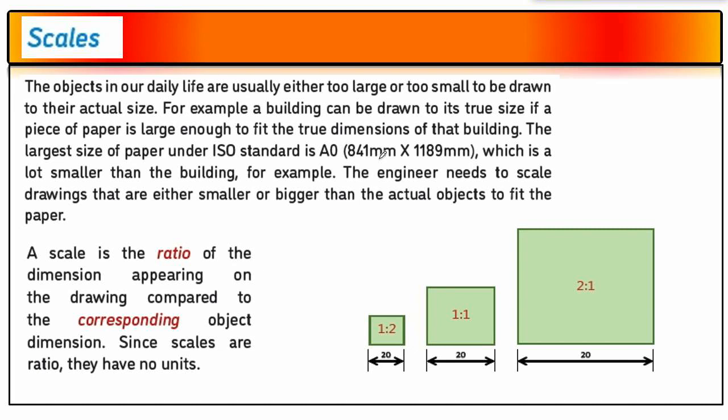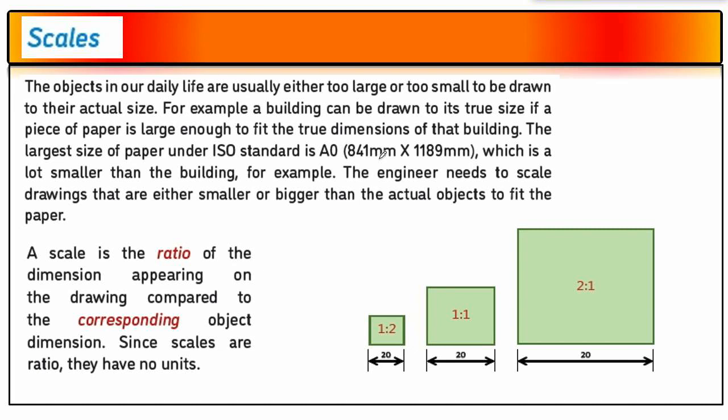Let's move on to scales. The objects in our daily life are usually either too large or too small to be drawn on the actual size, which is true. If you have a big object, you cannot fit this big object on a piece of paper. Therefore, our largest size of paper under the ISO standard is the A0, which is a lot smaller than obviously the object that we have in real life. The engineer needs to scale drawings that are either smaller or bigger than the actual objects to fit the paper.